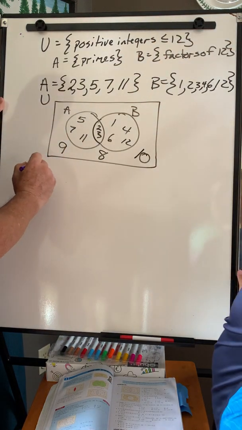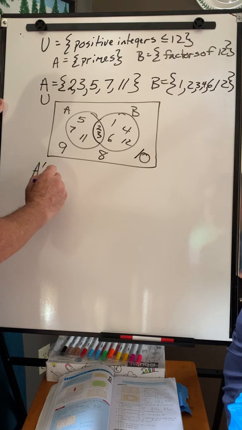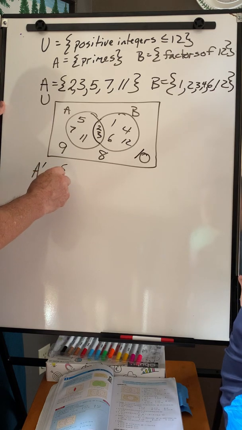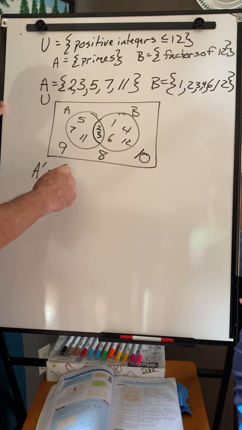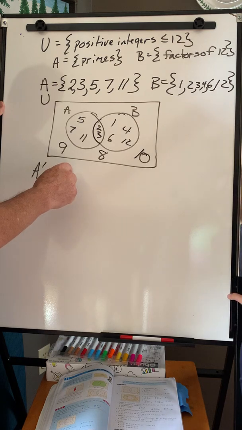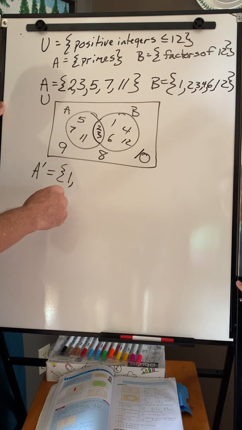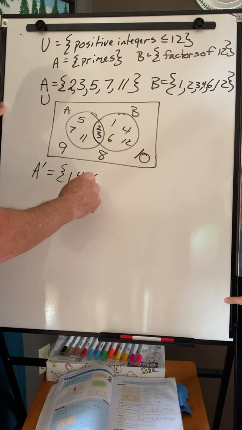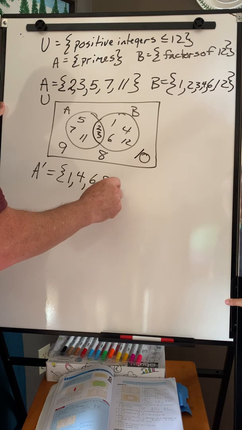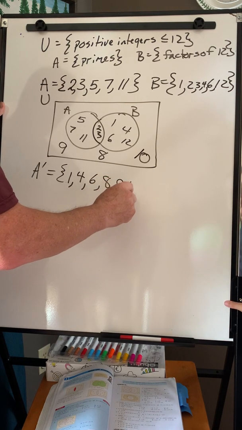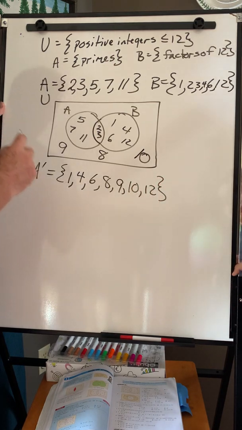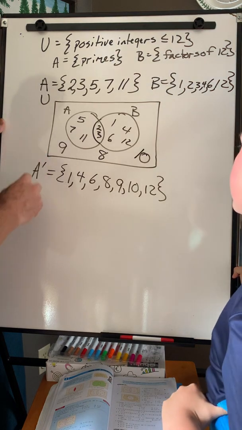So what goes in A prime? A prime is a complementary set, so it's everything that's not in A. Everything that's not in A? Yeah. From 1 to 12. 1. We got 2. 4. 6. 8. 9. 10. 12. Okay? So now we want to know everything in the intersection.